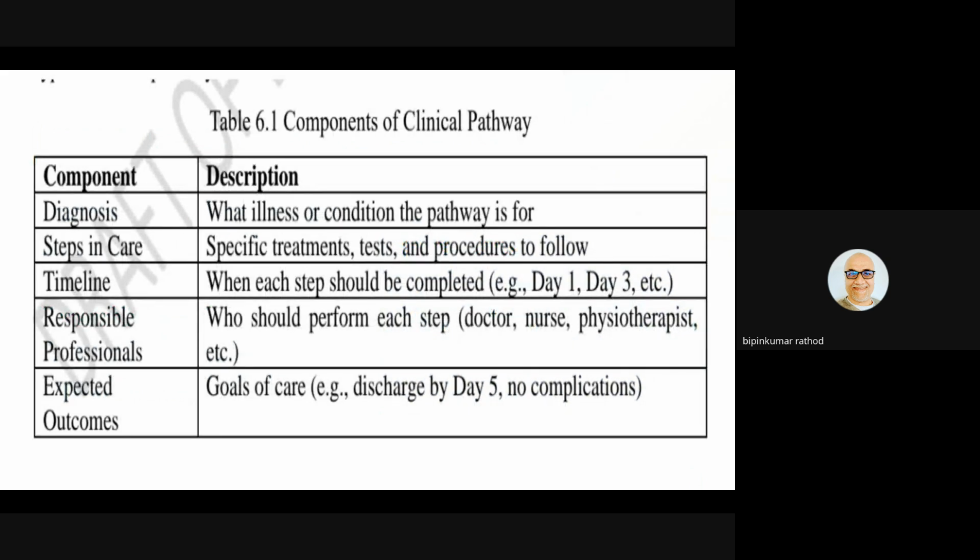So here are more components of a clinical pathway. You see it has components: diagnosis, step in the care, timeline, who is responsible for that particular task for the patient, and what exactly we are expecting from that intervention. This is very important. So if we are targeting the patient to be discharged on day 5, everyone knows that it must be achieved because this is the expected outcome.